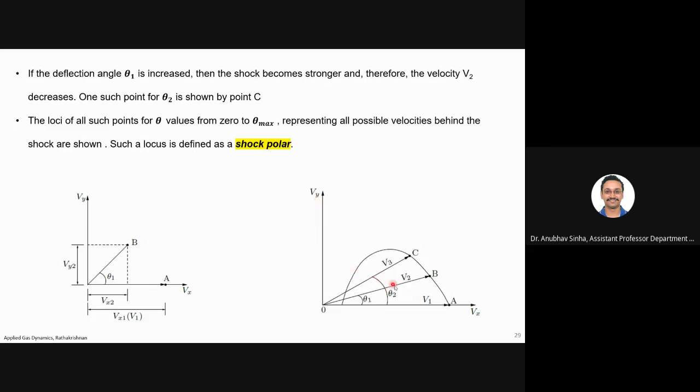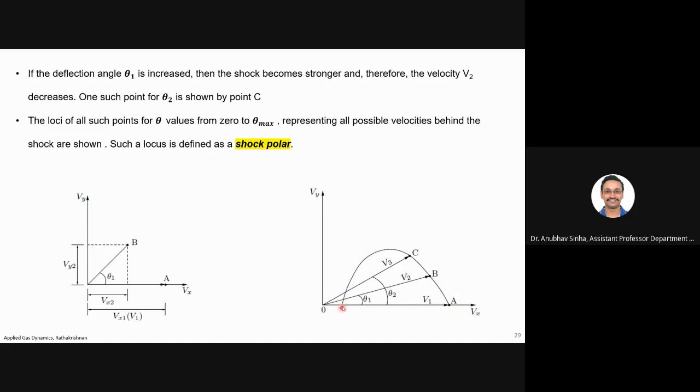And if I create a locus of such points, what are the possible solutions? Let us say that I have a shock and then I start calculating, or let us say vary theta from 0 to theta max. Basically it will give you all possible velocity and theta combinations that are possible behind the shock. So that will create a locus of these points.